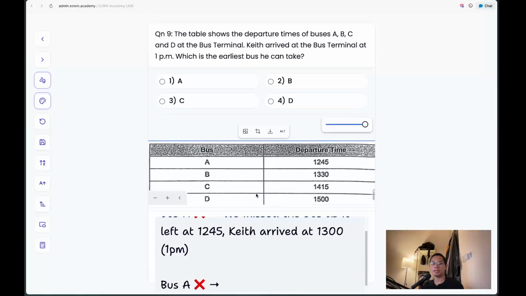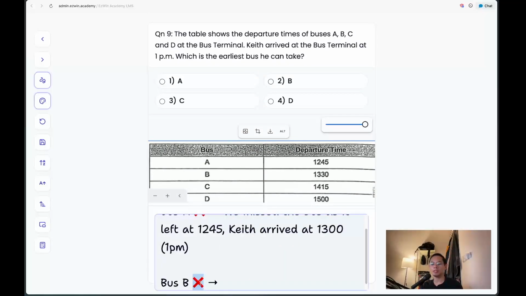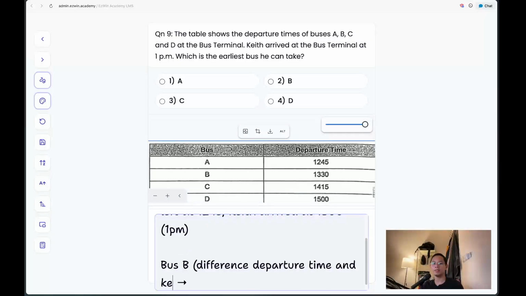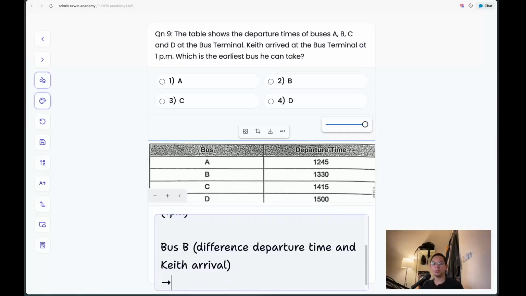What about bus B? Okay, so bus B, I would say the difference in terms of the departure time and Keith's arrival would then be equal to 1330 minus 1300. Okay, this is 30 minutes, so we just need to wait 30 minutes. What about bus C? Bus C over here arrives at 1415, so that means we need to wait for 1 hour and 15 minutes. And lastly, bus D, which is 1500, which means we need to wait for 2 hours.